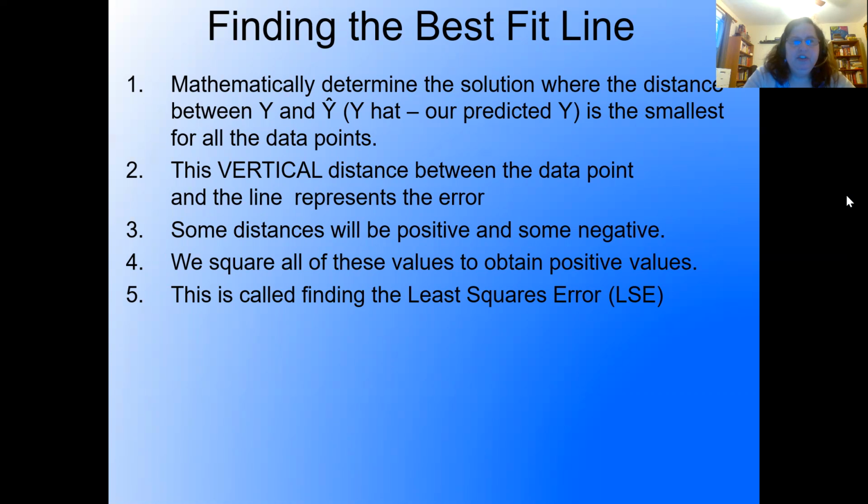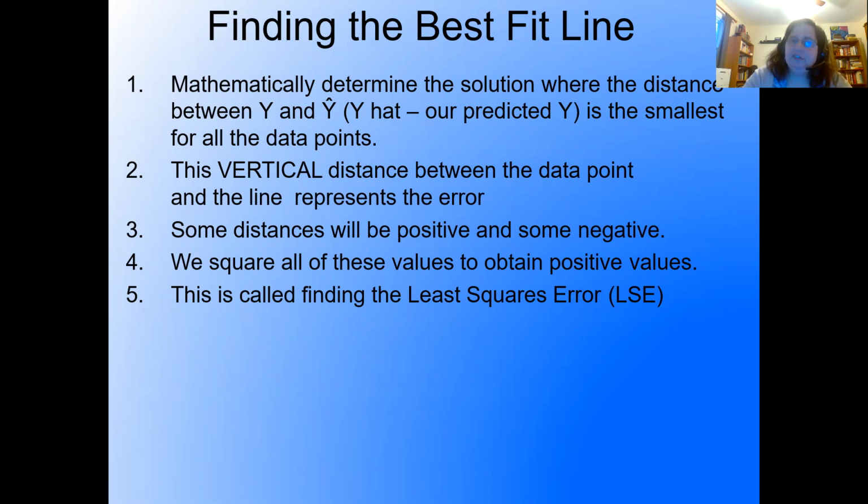This vertical distance between the data point and the line represents the error. Some distances will be positive, some will be negative. So all of these values are squared to obtain positive values. You remember way back when we were calculating variance and we had to square all those values because otherwise, if you add them all up, you get 0. Same story here. If we added up all those positive and negative values, we'd get 0. So we square them all to obtain positive values. And this is called finding the least squares error.